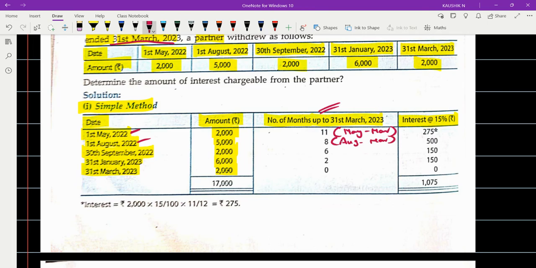For your understanding, I'm recording this in brackets. You need not write this in your exams. The next is on 30th of September. So September will not be taken into account. October, November, December, Jan, Feb, March. 6 months, from October to March. And then 31st Jan. Jan will not be taken into account. Feb and March, so 2 months. The last withdrawal is done on 31st of March, so that cannot be taken. That's why 0. Hope you understood how you got these values: 11, 8, 6, 2, 0. Any doubt in this one?